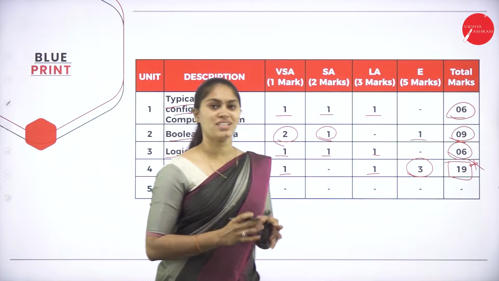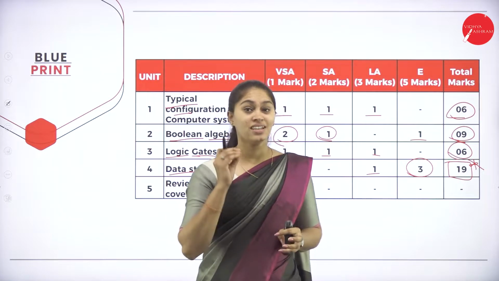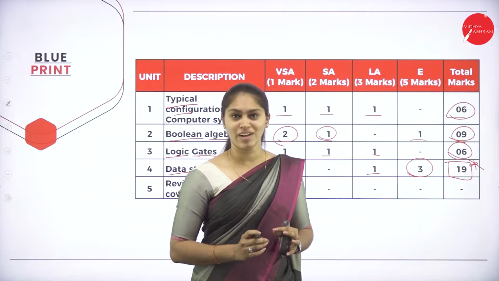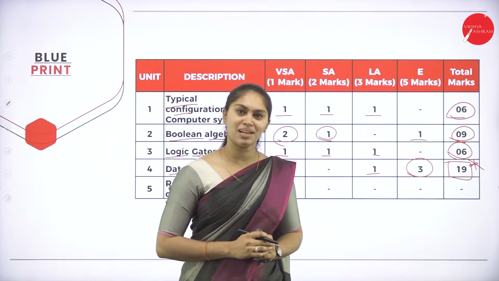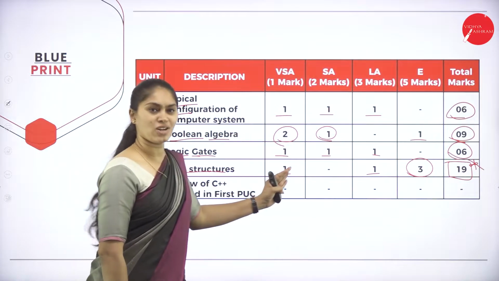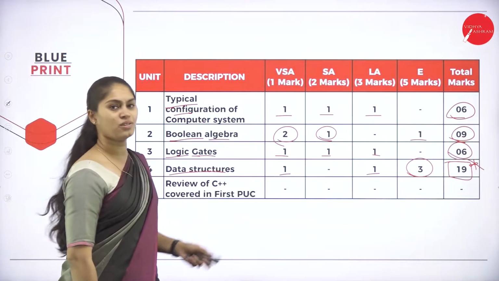If you get thorough with this chapter 4, that is data structures, then there will be no chance of failing in the computer science second PUC examination. So be conscious regarding this chapter number 4.